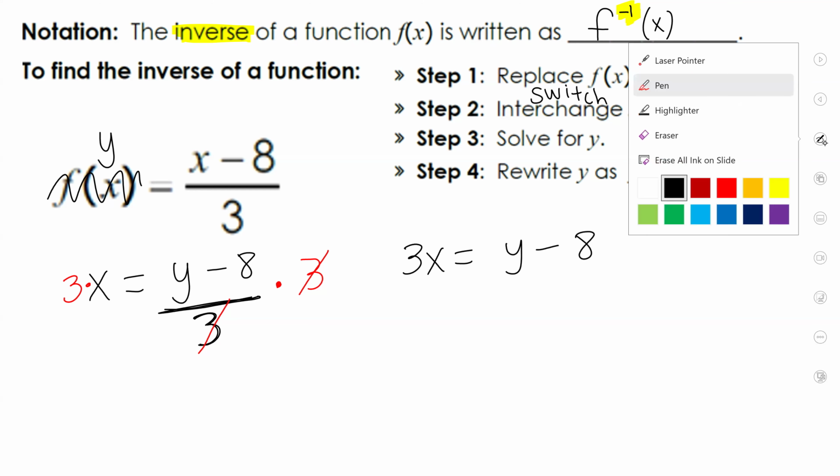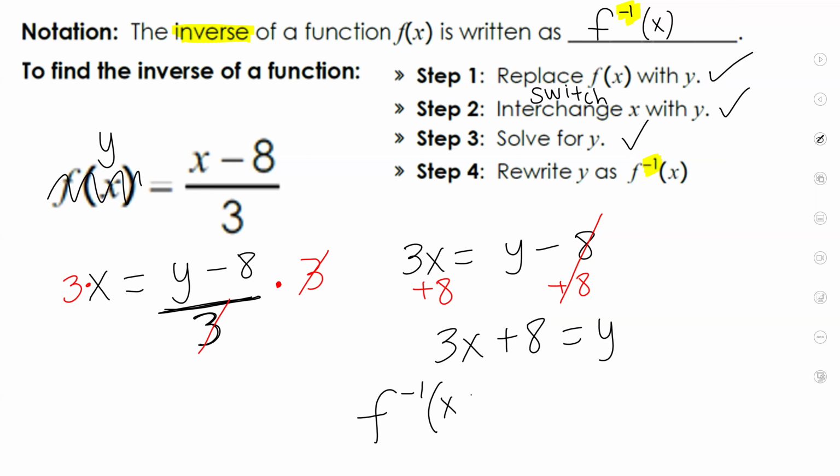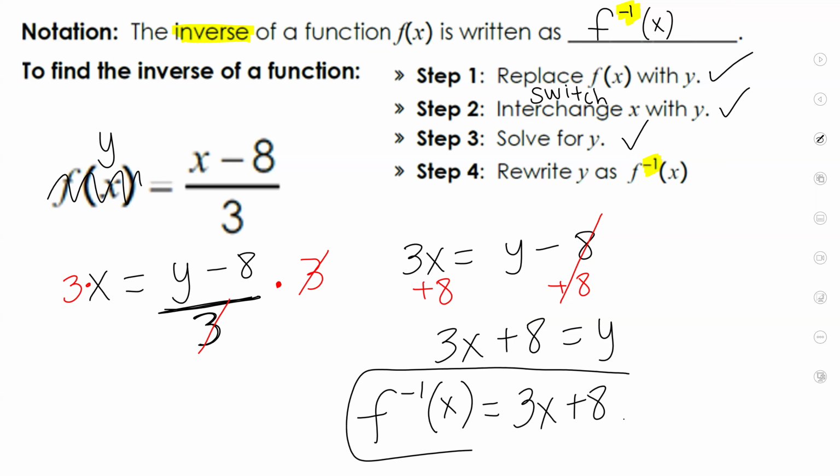What is my next step in solving for y? Yes, thank you. We're going to add 8. So I have 3x plus 8 equals y. Okay, we successfully solved for y. Your last step is very simple. We're going to use our new notation that we just learned. This is how you write the inverse. F inverse of x is 3x plus 8. That is how you write the inverse.